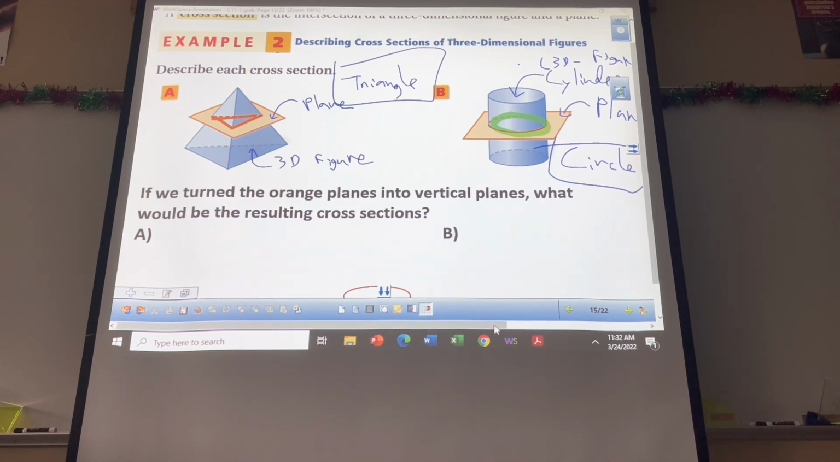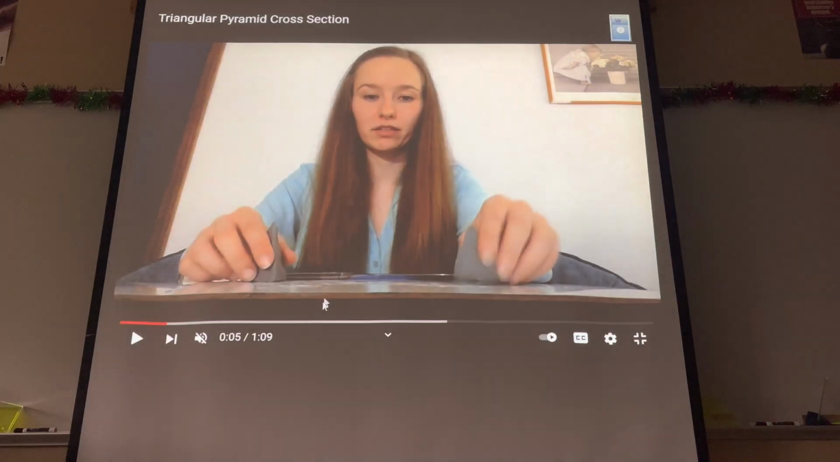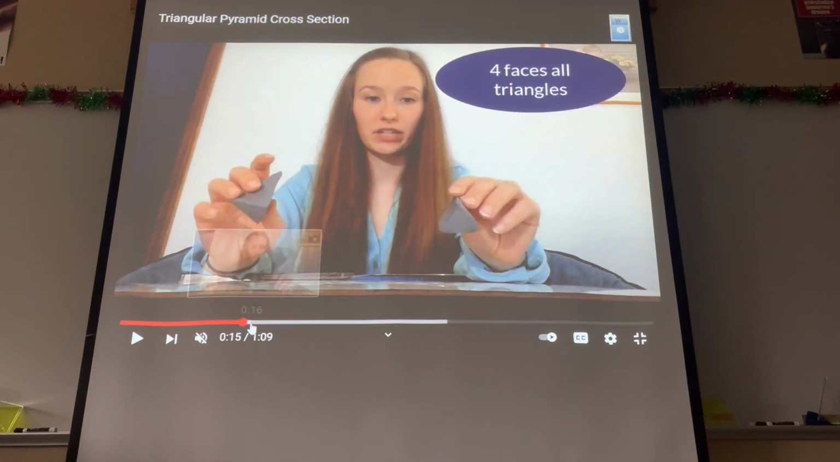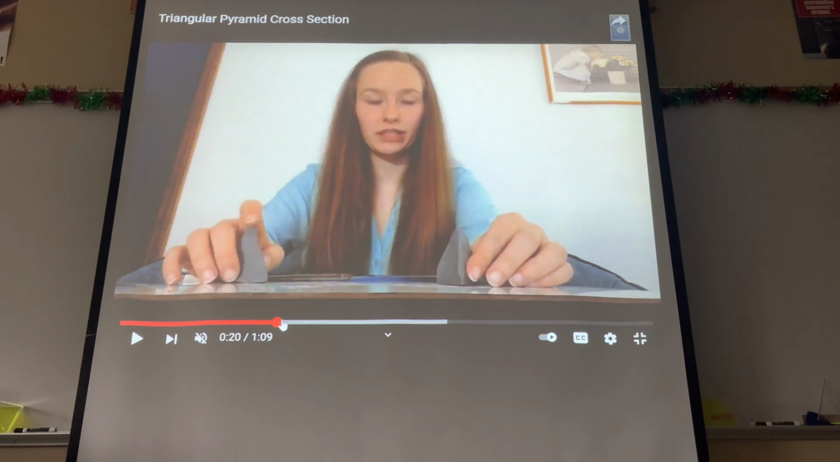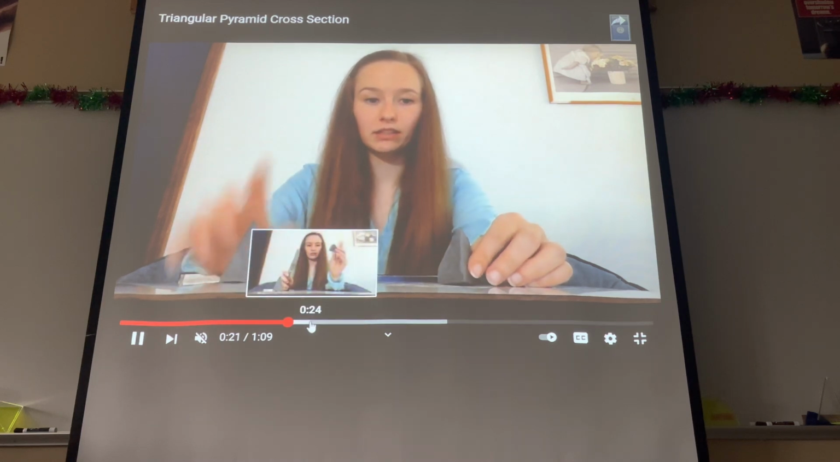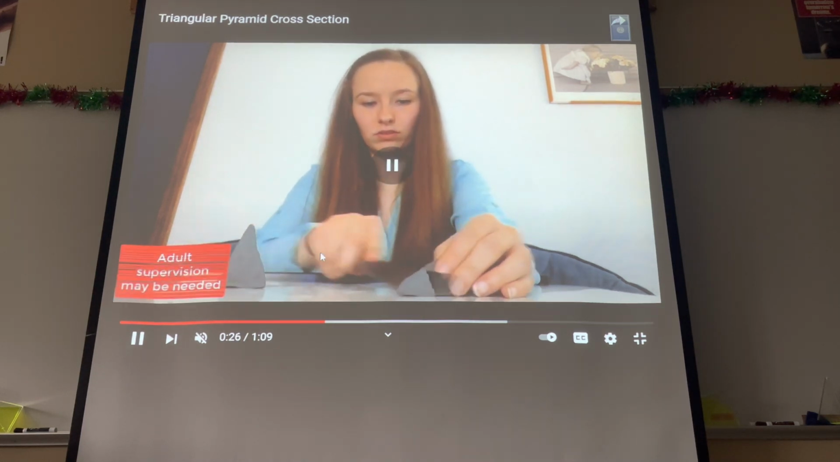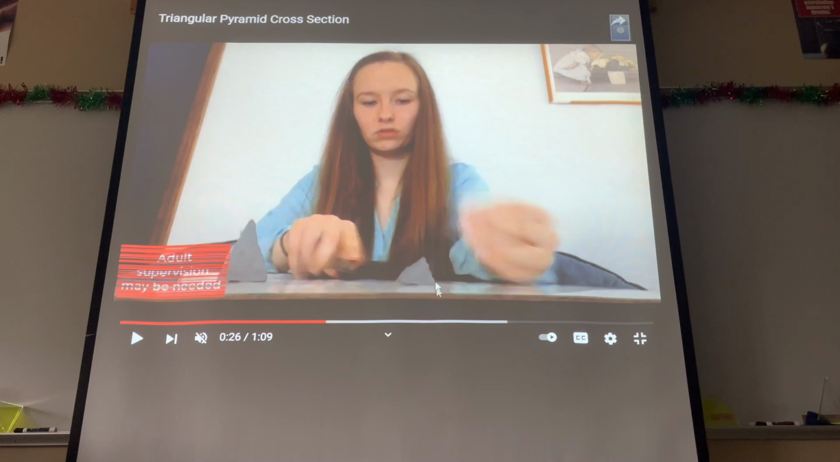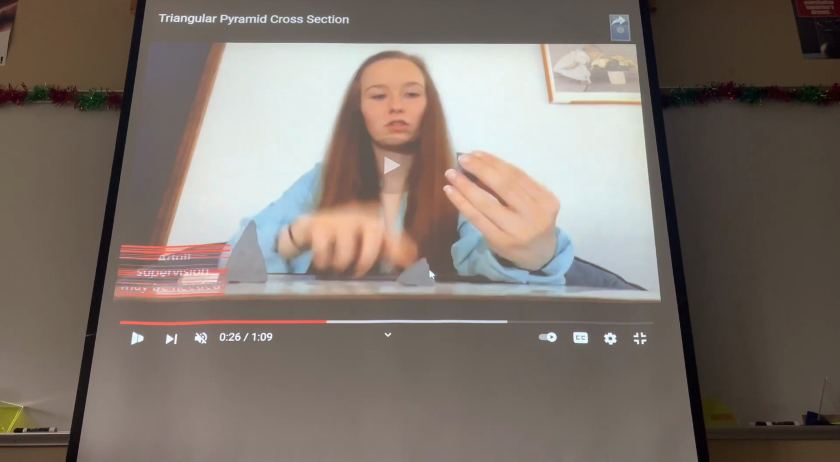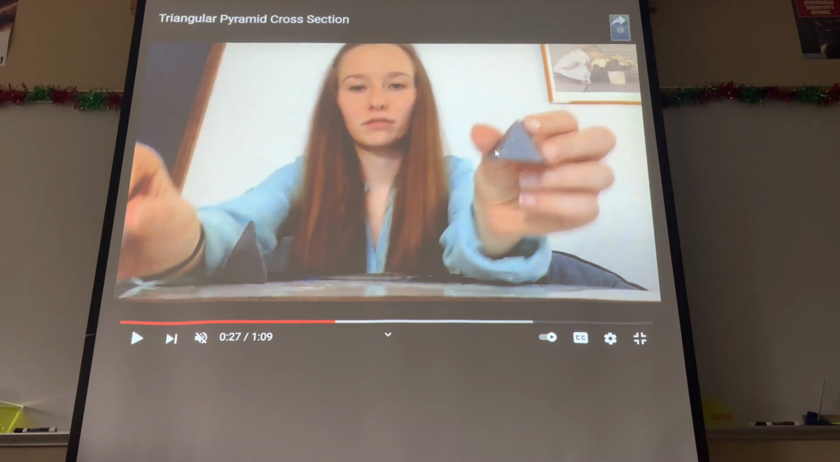Doesn't matter what triangle it is. Alright, so guys, what we're looking at, three sides is considered a triangle. What we're looking at is she's going to take Play-Doh and slice it in half. She's taking a knife and using it as a horizontal plane, and the cross section ends up being a triangle. So that's the one that we just did.